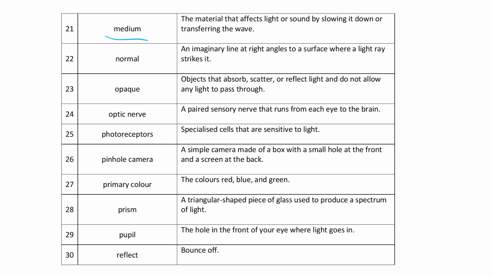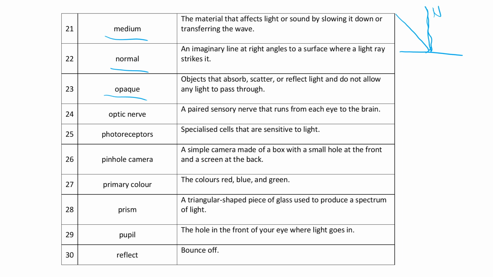An imaginary line at right angles to a surface where a light ray strikes it. So when I did my reflection before, okay, so light strikes it there, that line there, straight line there, is the normal. Objects that absorb, scatter or reflect light but do not allow any light to pass through, opaque, a bit like the glass in your window in your toilet at home.